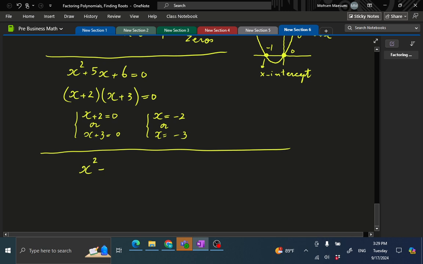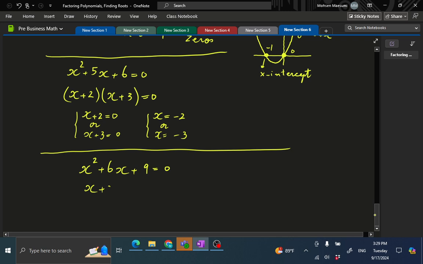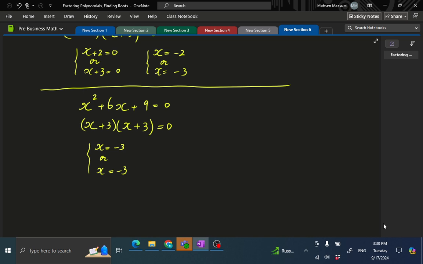Here's another example. x squared plus 6x plus 9 equal to 0. We learned the factorization of this last time. Two numbers such that the product is 9 and the sum is 6. That's just 3 and 3. So it becomes x plus 3 times x plus 3. So either the first one is 0 or the second one is 0. So either x is equal to minus 3. The other equation gives us exactly the same number, which makes the final answer look rather odd. x is either minus 3 or x is equal to minus 3.